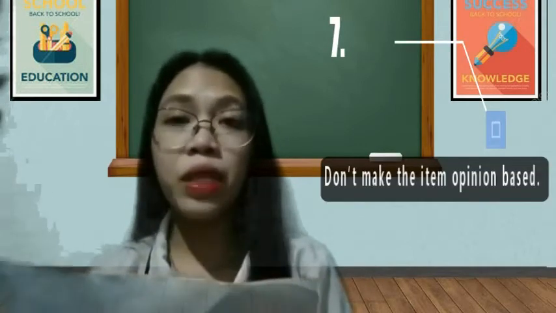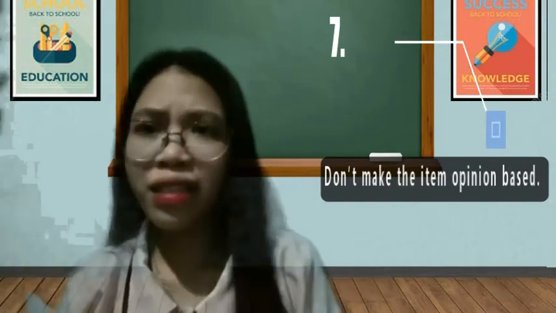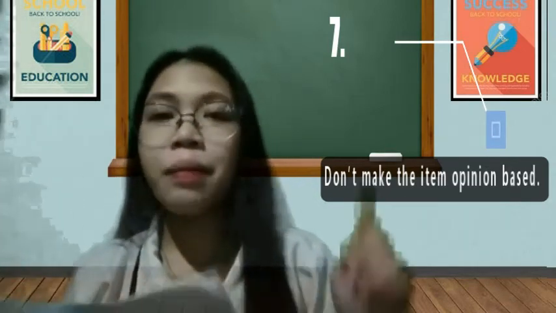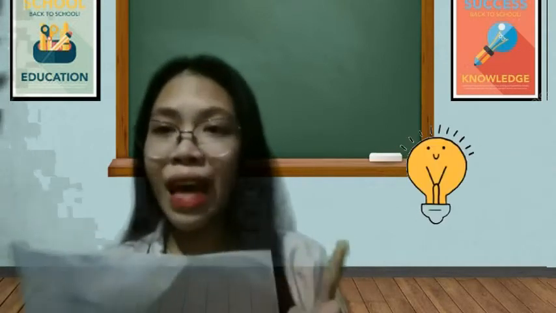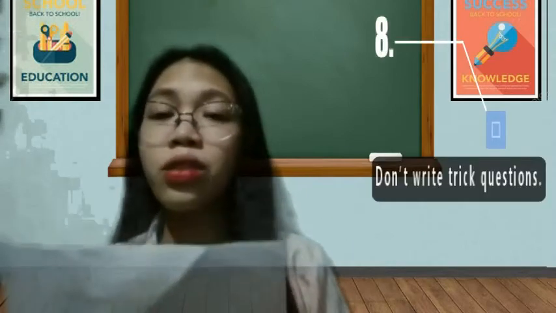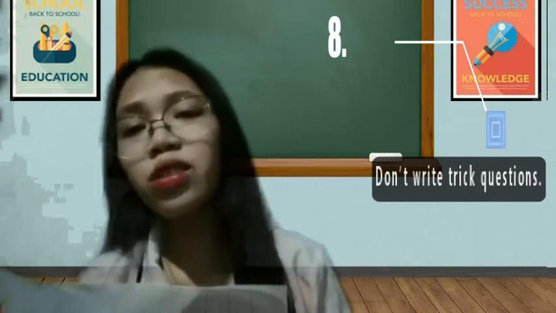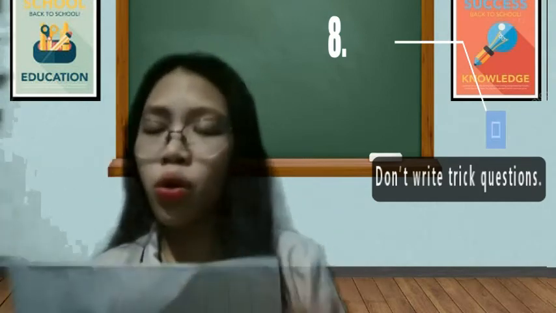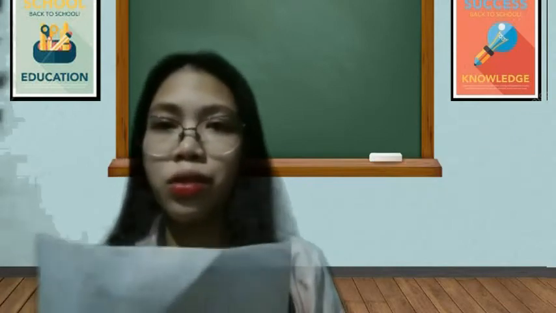Number 7. Don't make an item opinion-based, such as "in your opinion," because this would make any answer choice a possibly correct answer. And last, don't try trick questions. The purpose of the items is not to trick the student or to measure how the student deals with trick questions.